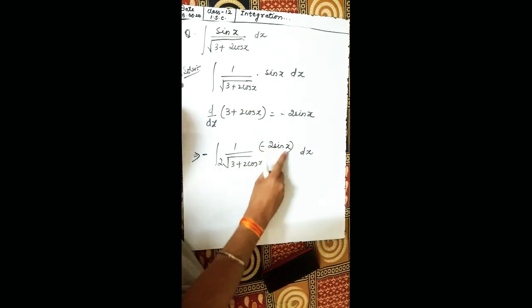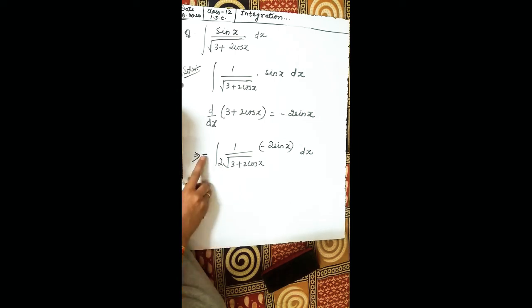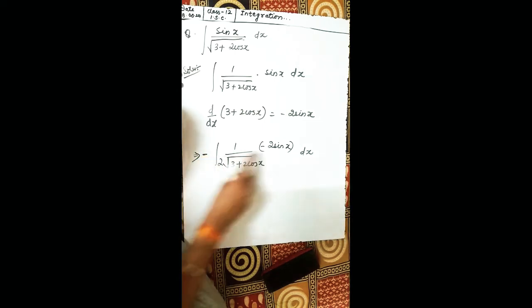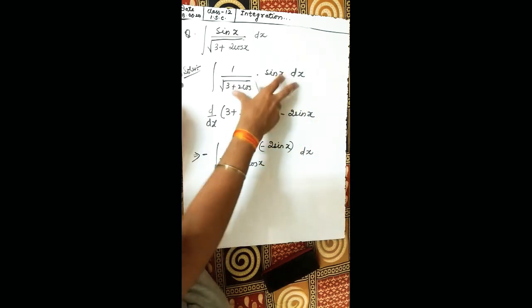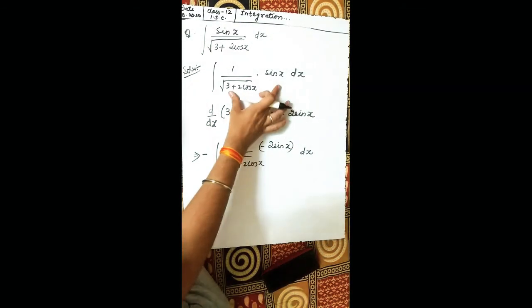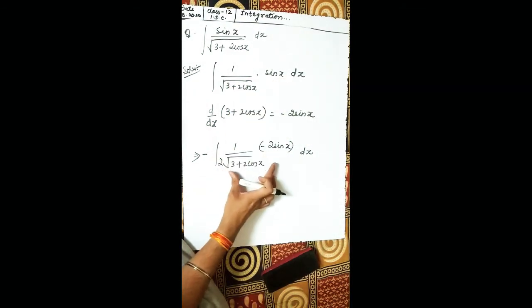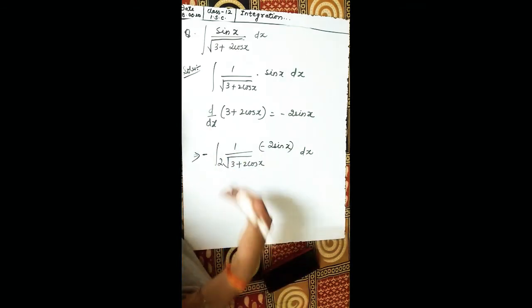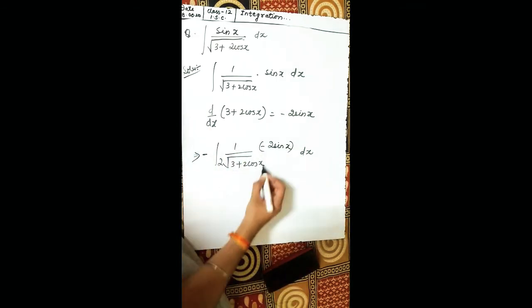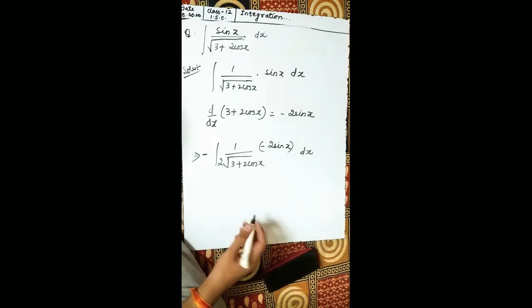So minus of 2 sin x and 2 here, and 1 minus, this minus I have taken up to the denominator. We can take it because this minus will become plus, and this 2 will cancel, and we'll get this step. So this step I have transformed to here. How? By just trying to make the differentiation of this as this one.